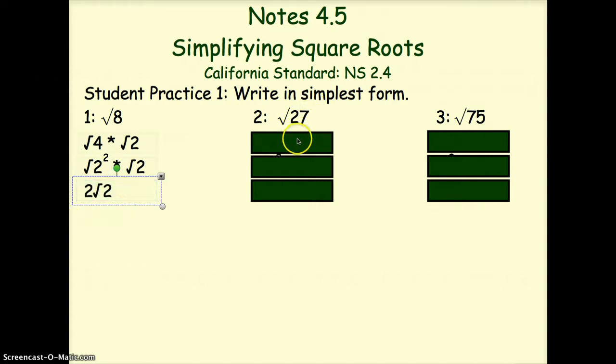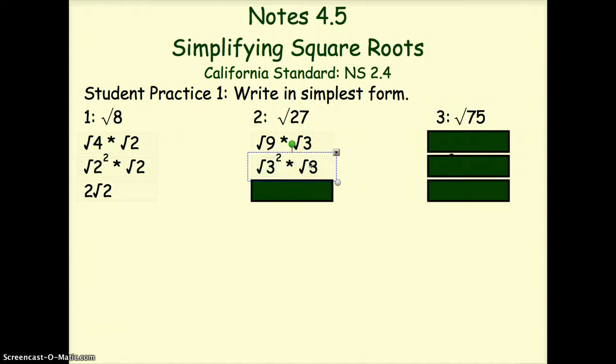Radical 27 is made up of 9 times 3. 9 being the perfect square, I can square root that and make it 3 squared. Notice I can't do anything with the radical 3, so I just keep bringing it down. And now the radical and the square, I can cancel those out, and I end up with 3 radical 3. Next problem, problem number 3, we have radical 75.